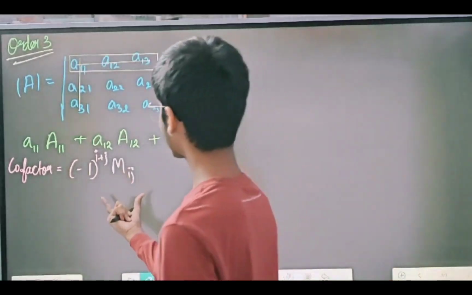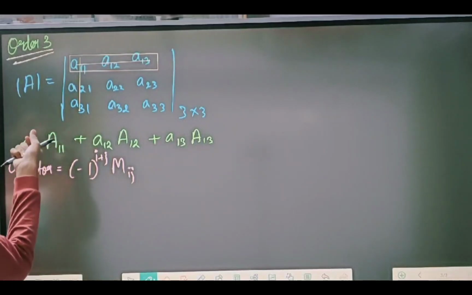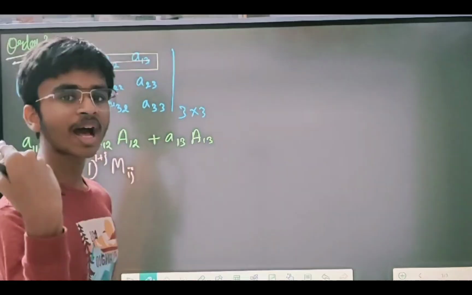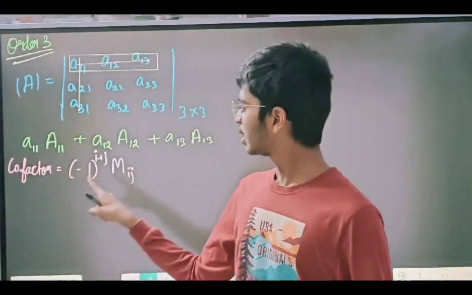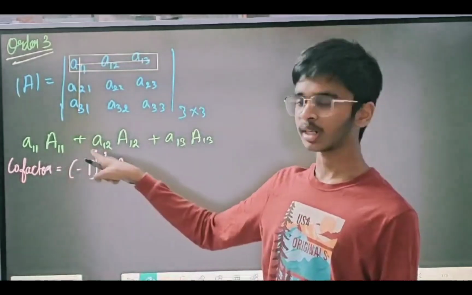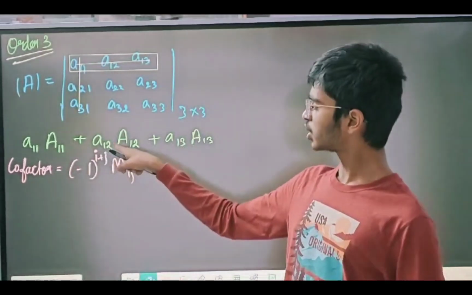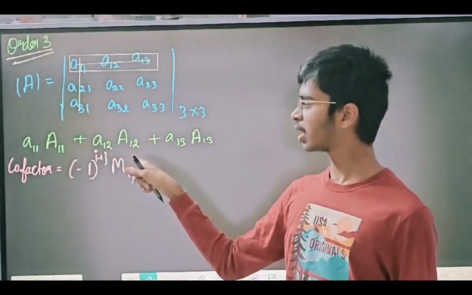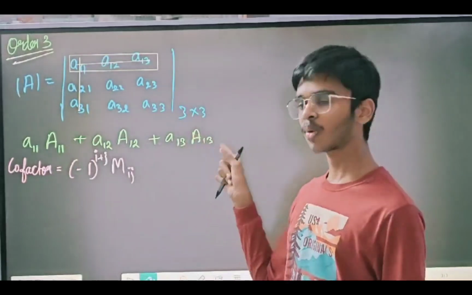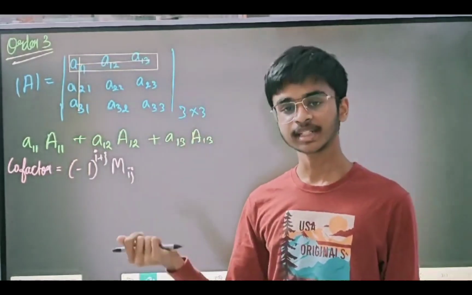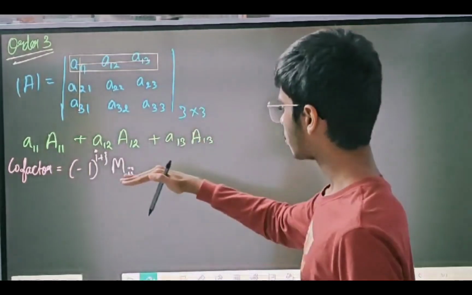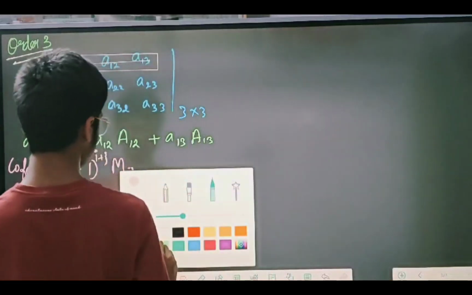So I'm going to substitute the values with respect to their own positions. See, here the i value is 1 and the j value is 1. Here the i value is 1, j value is 2. Here the i value is 1 and the j value is 3. Like that I'm going to substitute the values.